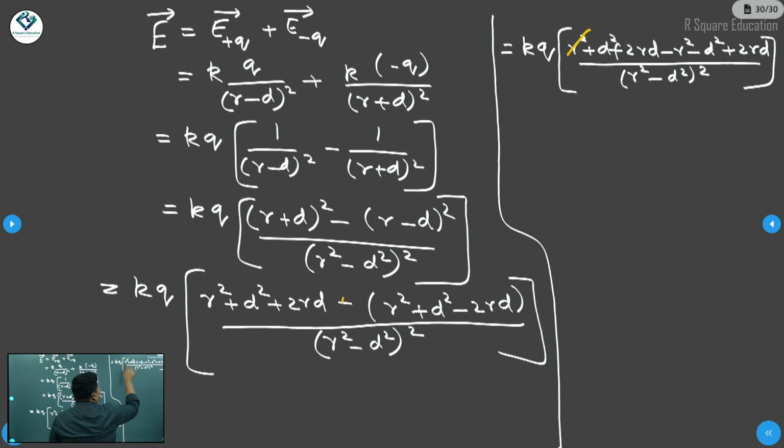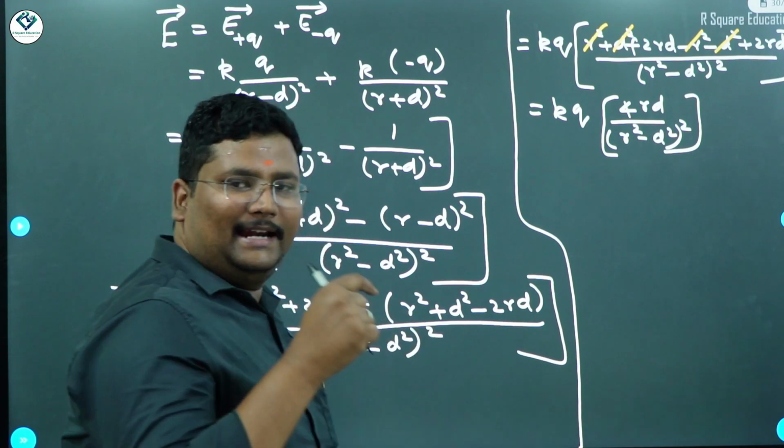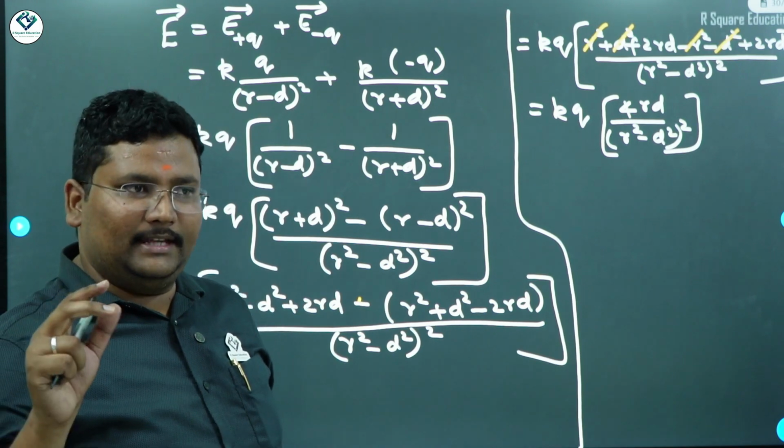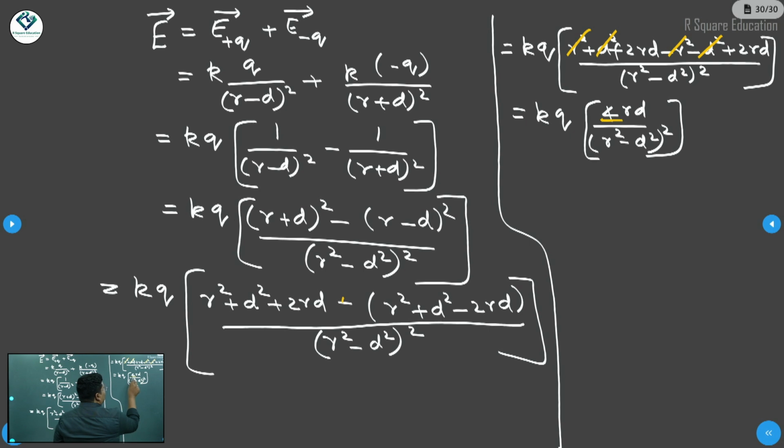Right? So you can cancel these R squares and D squares. Correct? So what you will get now? KQ 4RD divided by R square minus D square whole square. Right? Now what I am going to do is, I am going to find out the electric field due to an electric dipole. So there should be a component relevant to electric dipole. So what I do is, this 4, I am dividing it into 2 into 2. Okay? So I rearrange the equation for our convenient purpose.